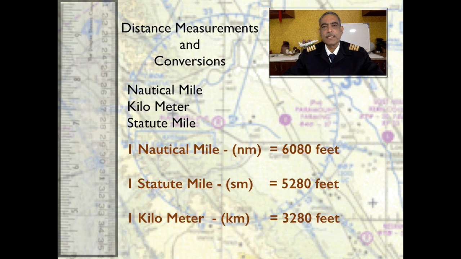Coming to the measurement of distances, for several political reasons, there have been different scales on which distances have been measured in different parts of the world. So we will see the conversions of these measurements. Three important scales are the nautical mile, the kilometer and the statute mile. I will not dwell into the details, but 1 nautical mile equals 6080 feet, 1 statute mile measures 5280 feet, and a kilometer measures 3280 feet.